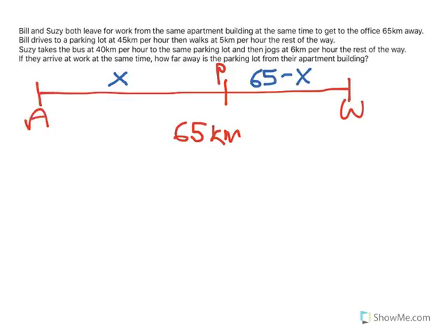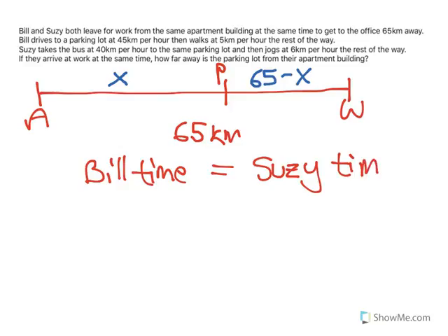Now we just need to use the key information that they get to work at the same time. So that means their entire travel time is going to be the same. So I'm just going to write that. Bill time equals Susie time. Then we need to remember our distance, speed, time equation. So time actually equals distance over speed, or distance over rate. So we can use that to set up both sides of this equation.